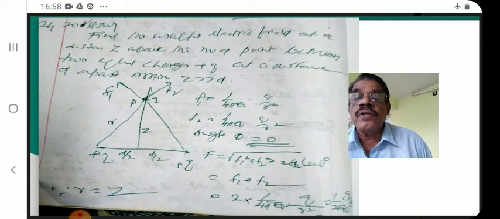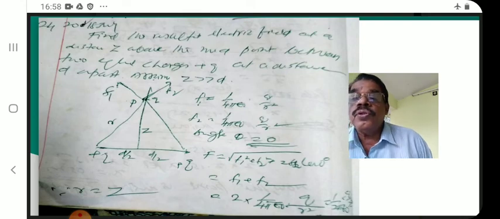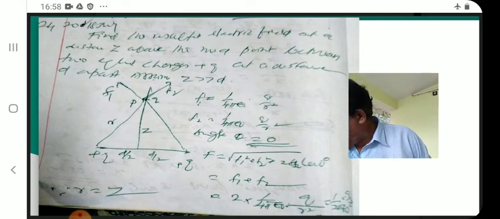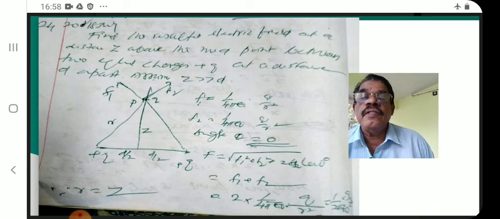Q by R square is Q by Z square, Z is a distance. So 2 and 2 will cancel. We can write the total force F is 1 by 2 pi epsilon 0 Q by Z square.